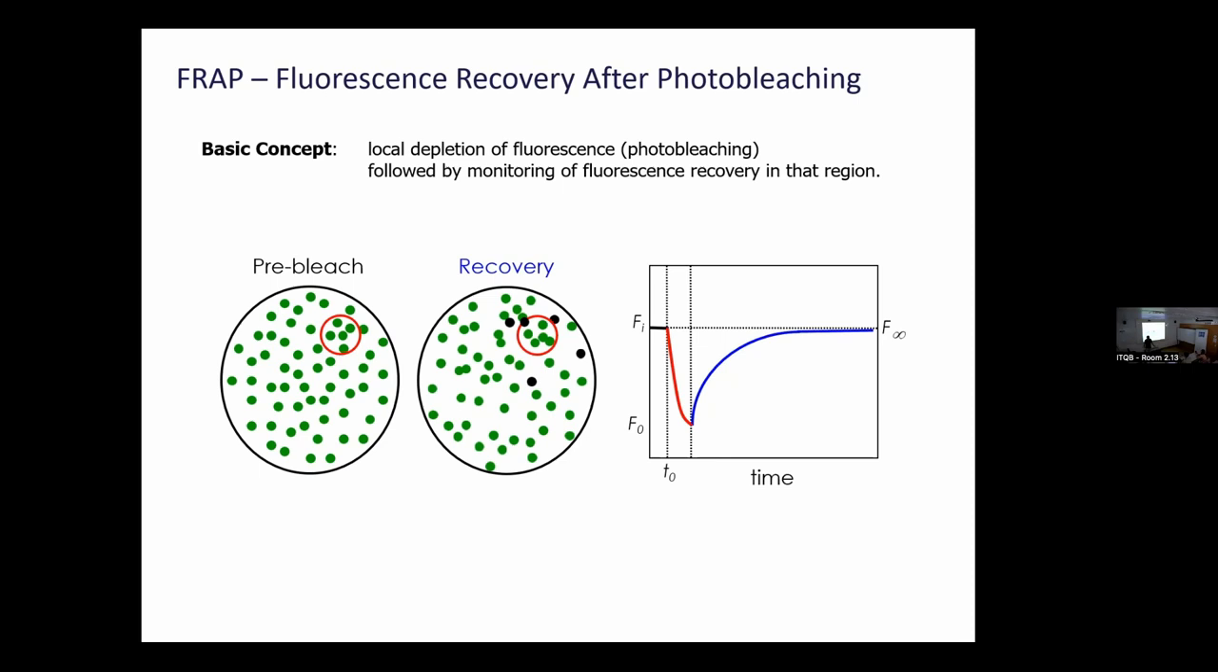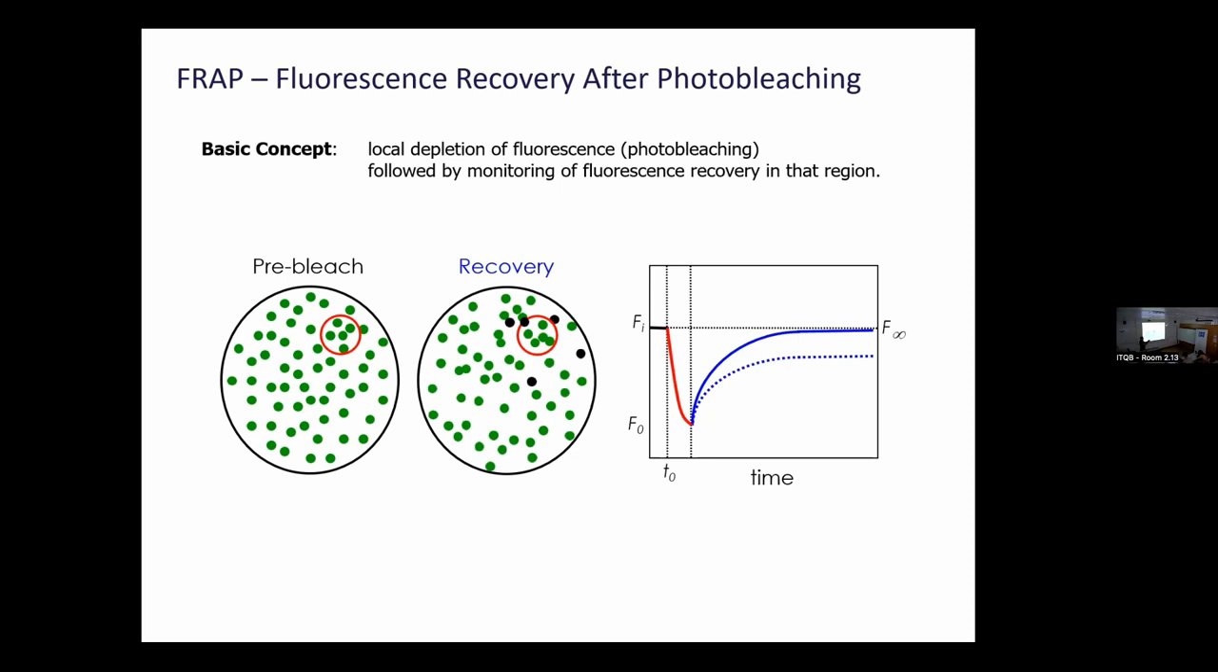You can already tell things. But from the shape of the curve, we can extract a lot of parameters. For instance, even if we have an incomplete recovery, we can calculate that there is a fraction of protein that was not replaced. So maybe we have an immobile fraction at that site.